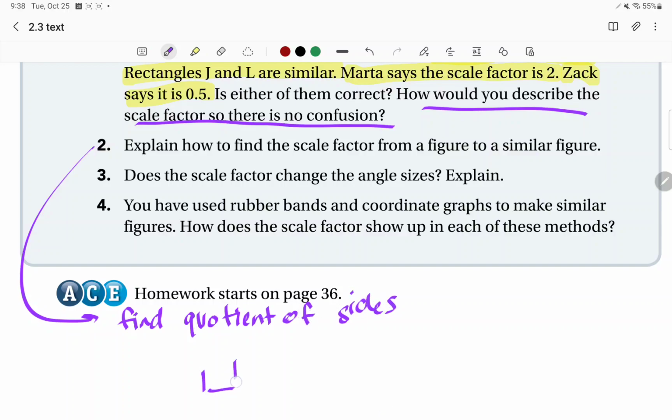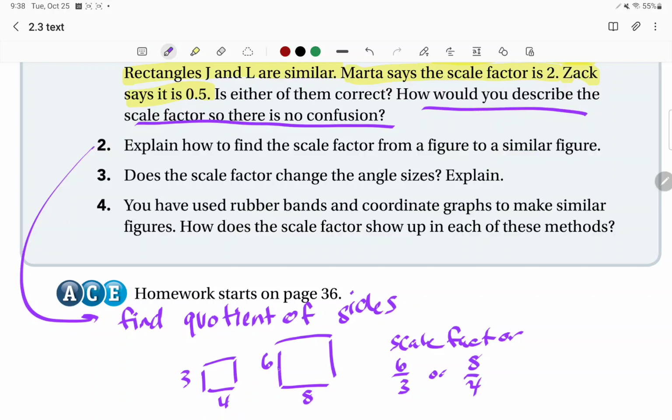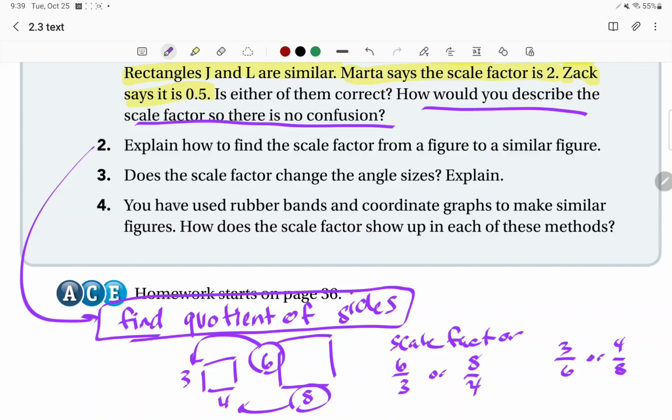All right, so for example, if you're going from 3 to 4, 3, 4, and let's say that this is bigger, 6 and 8, then the scale factor would be 6 over 3 or 8 over 4. You would take this divided by that, this divided by that. Or you could go the other way, right? If you're going from big to small, you would go 3 to 6 or 4 to 8. Okay, you would just find the quotient, and remember, quotient means division. Find the quotient of the sides. Pause the video, write that down as you need to.